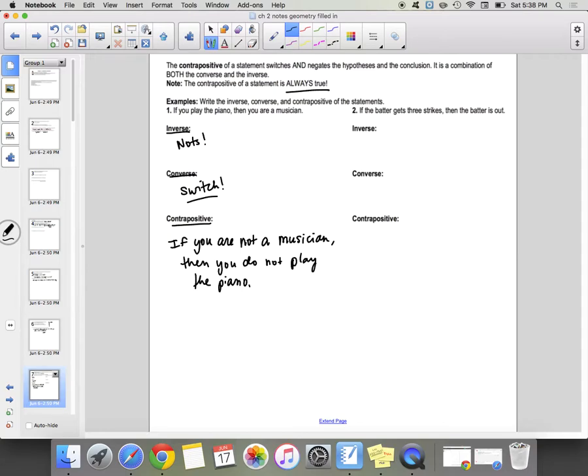So same thing for the next one. If the batter gets 3 strikes, then the batter is out. The inverse is, if the batter does not get 3 strikes, then the batter is not out. The converse is, if the batter is out, then the batter gets 3 strikes. And the contrapositive is, if the batter is not out, then the batter did not get 3 strikes. And that's the only one that's true.